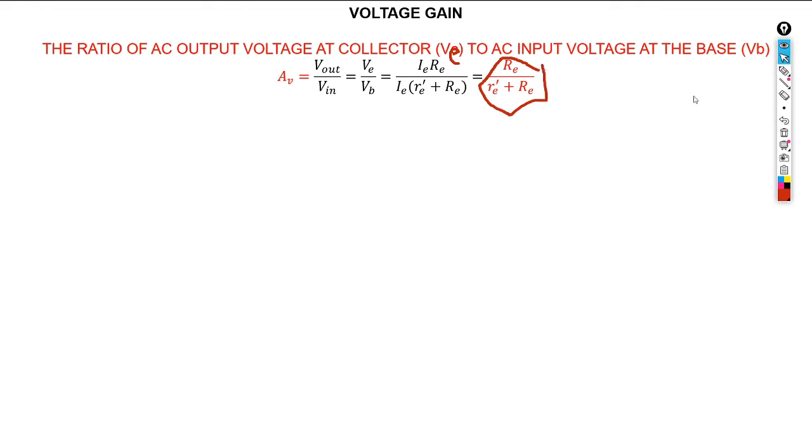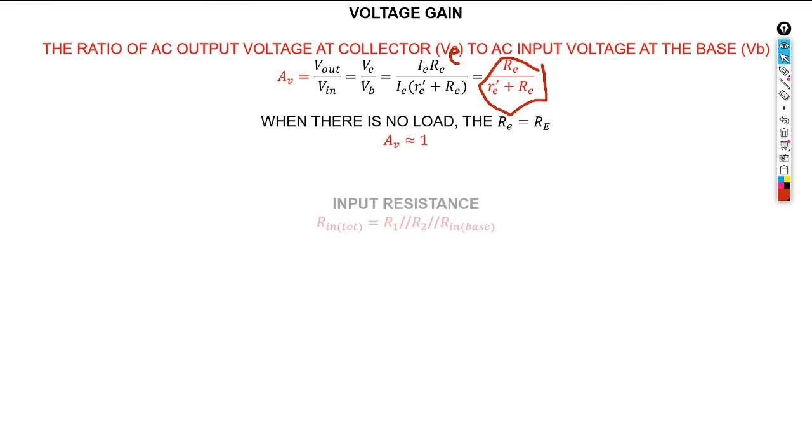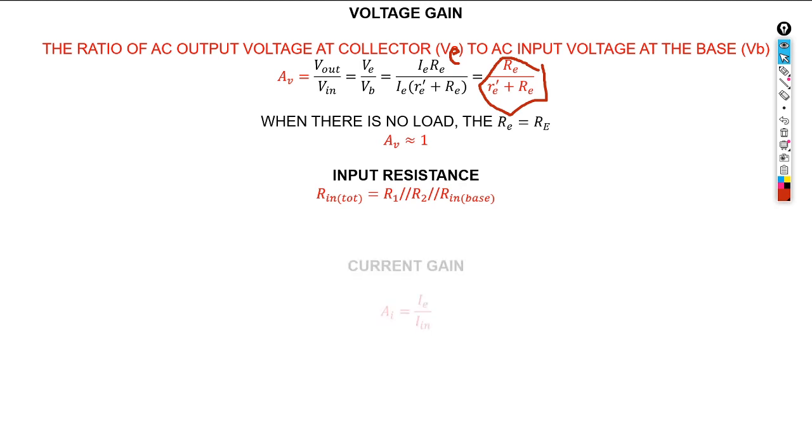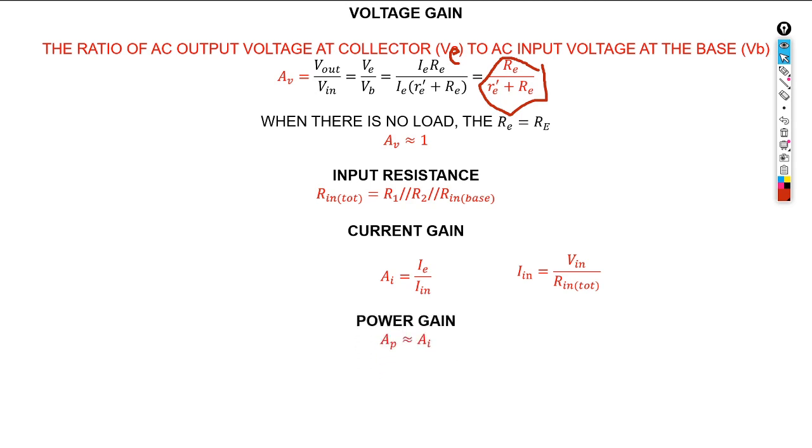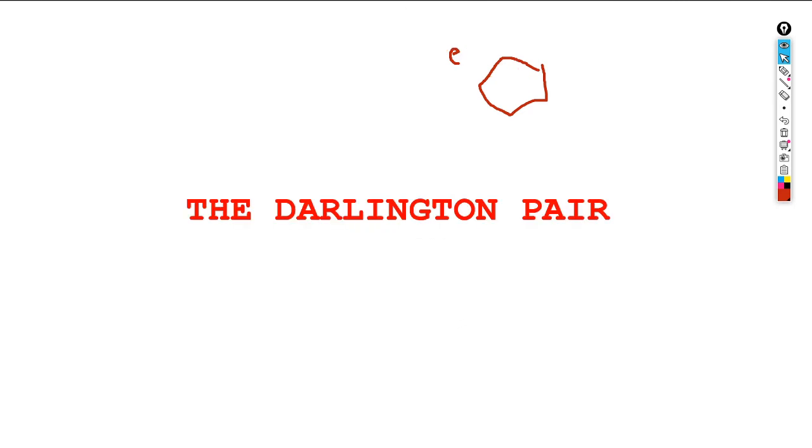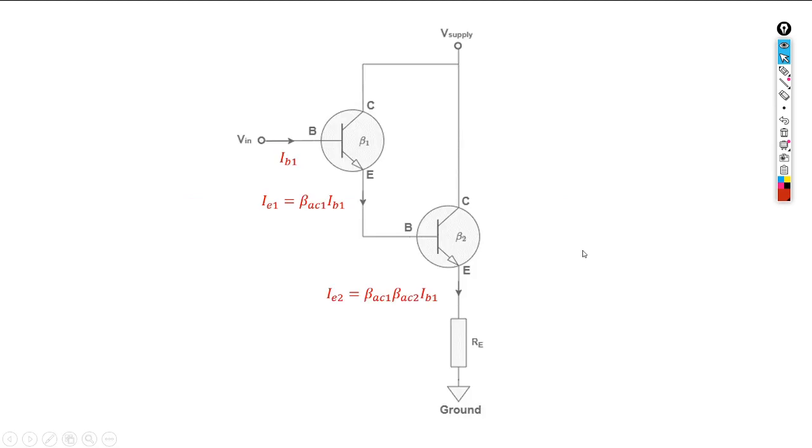On the next point, we're going to see that where there is no load, R load is equal to R emitter, and then the voltage gain is equal to 1. So if we don't have any load, the voltage gain is going to be equal to 1. But if we have the input resistance, that's how we calculate our R input. We know already the current gain is given by that, and the input is given by that. Basically it's just a repetition, so we don't have much, but you're going to understand them very well when you're doing the calculations. Then I talk about the Darlington pair, which is this configuration.